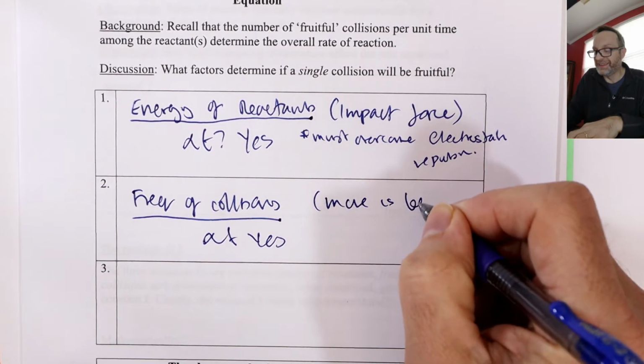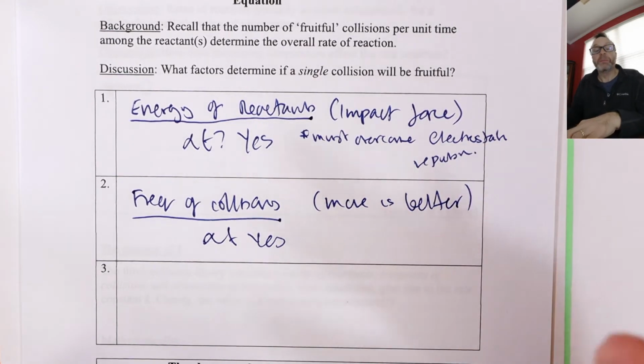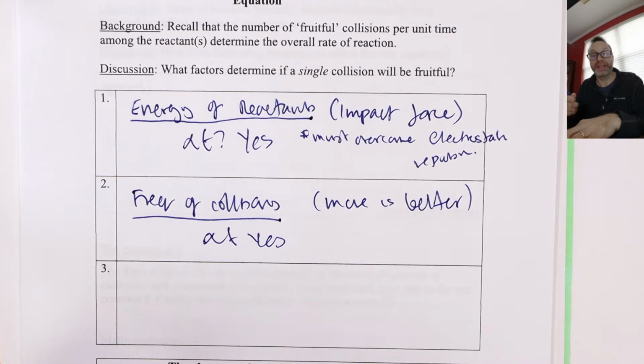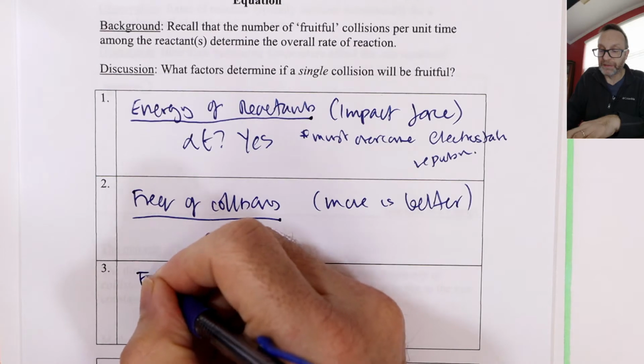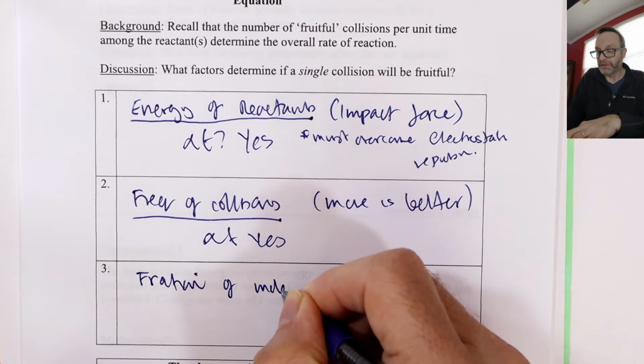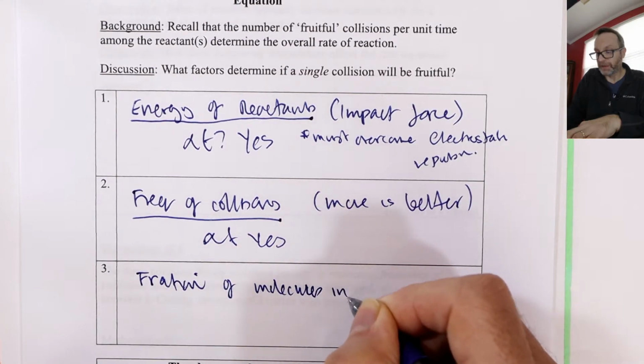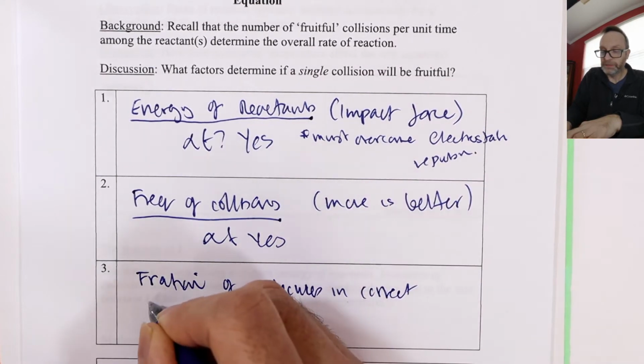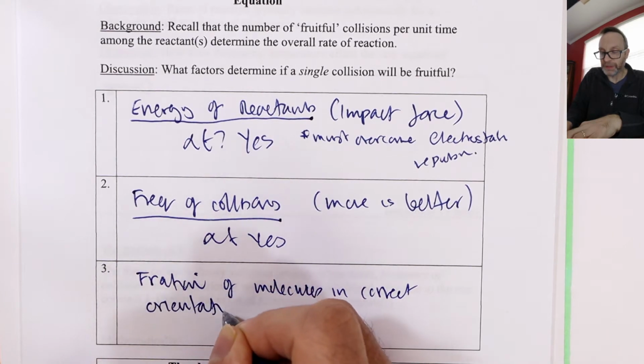More is better. More collisions per second is going to increase your rate. Is it proportional to temperature, or is it related to temperature? Yes, because they're moving faster, they hit each other more often. So it's both a concentration and a temperature thing, frequency of collisions. All right, now the next one is completely random. It's the fraction of molecules in correct orientation.